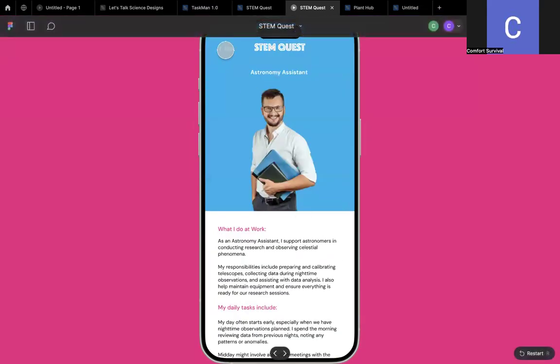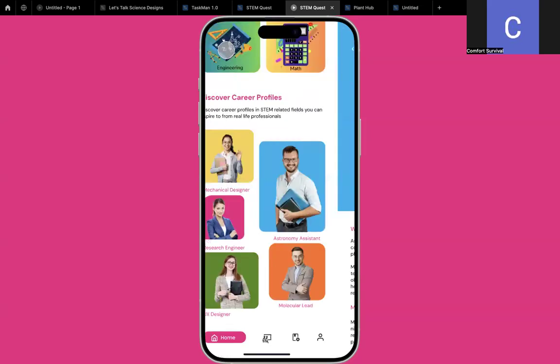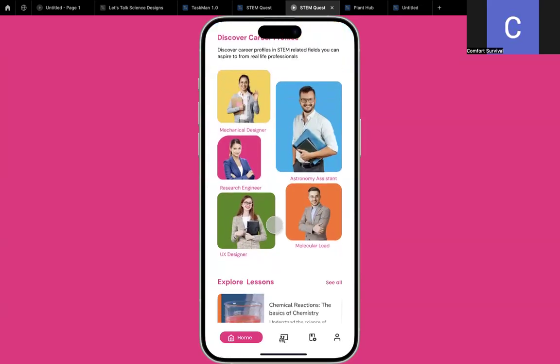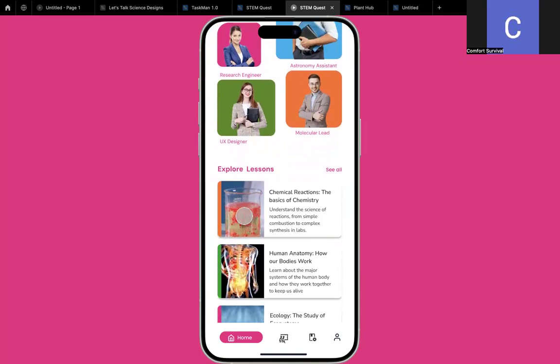Moving forward with further iterations, we may add more to this career profile, such as a name, so that kids have a more personalized experience, like knowing the name of this astronomy assistant. It feels like someone in the field, like you have someone to aspire to that you have a personal relationship with. Similarly, you have one for a UX designer as well.